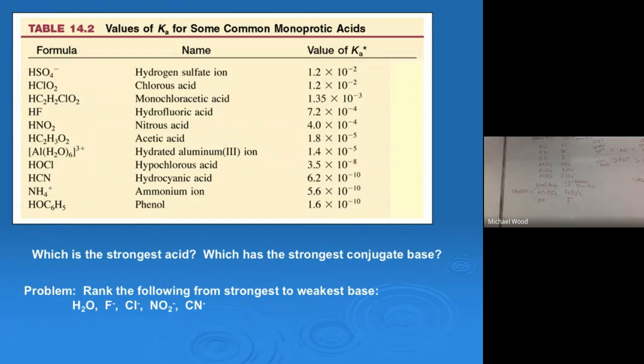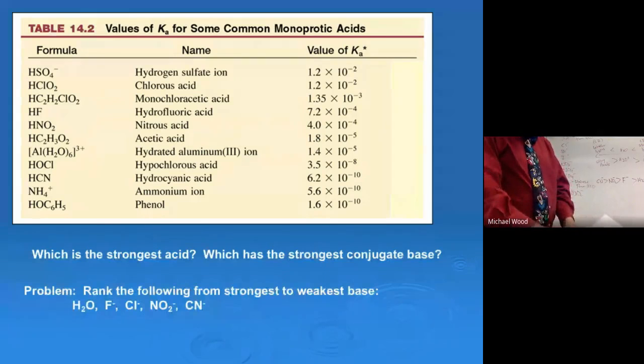And then to distinguish between these two, both are 10 to the negative 4, but HNO2 has a smaller number. So F negative comes from a slightly stronger acid, so it's going to be a little bit weaker base. And then NO2 negative, and then finally CN.